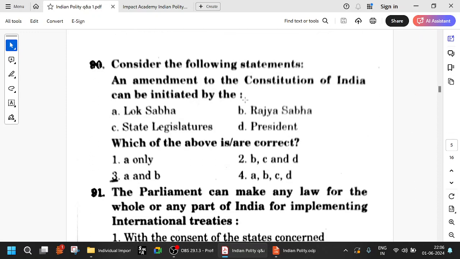So consider the following statements. An amendment to the Constitution of India can be initiated both by Lok Sabha and the Rajya Sabha, not in the state legislature. An amendment to the Constitution cannot be introduced in a state legislature, but it can be introduced in the Lok Sabha or the Rajya Sabha.